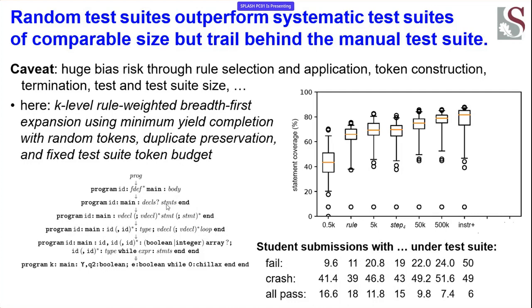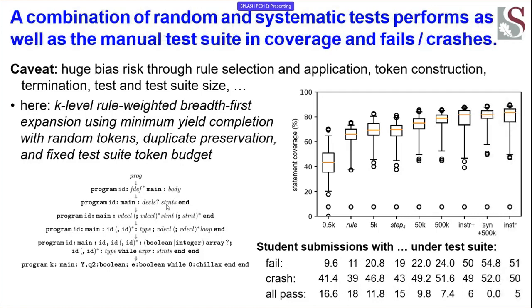We see that the number of failures goes up, but it's slightly lower than the instructor. Well, it's lower than before, and it's lower than the instructor one. But the number of crashes is very high. And with large random test suites, we pretty much get to crash every single student component.